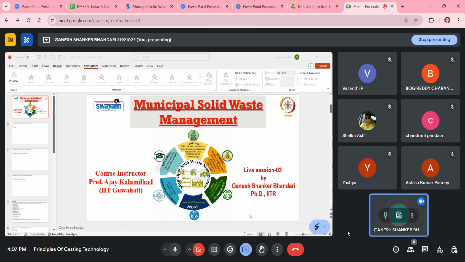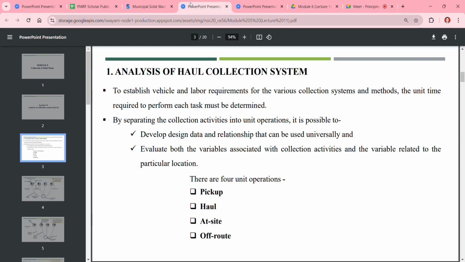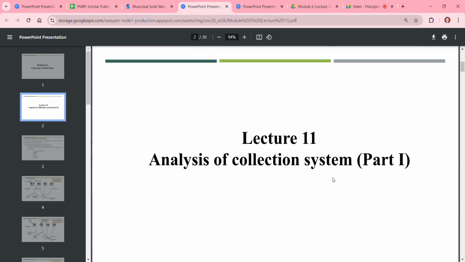Okay, good evening all. So we will start now. As usual, we will go with the revision of last week's lectures, and then we will do some question answers based on the last week's lectures. Okay, so let's start with the first lecture of last week. That was analysis of collection system, part one.